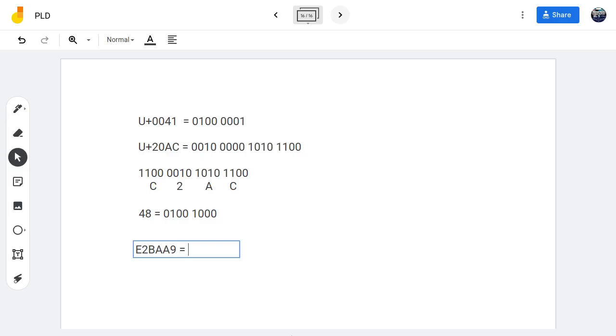So E will be, E is A B C D E: 9, 10, 11, 12, 13. So is it E is 13? E is 14. So 14 will be 1 1 1 0. Is that 8 plus 4, 12, plus 2, 14? And 2 will be 0 0 1 0.